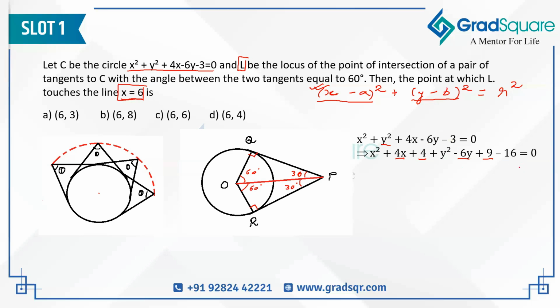And there also exists a minus 3 already. So I have written that as minus 16. So basically what I have done is plus 4 plus 9 minus 13 minus 3 is equal to 0. So that's why I am saying that these two equations are the same.